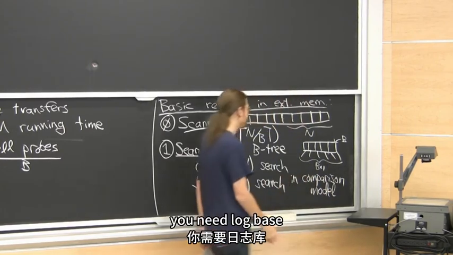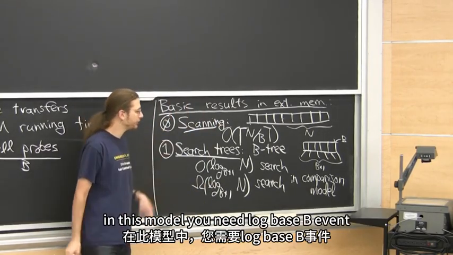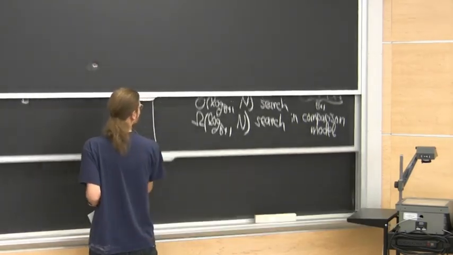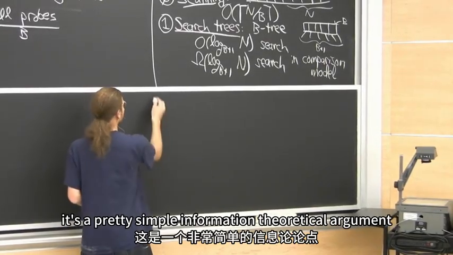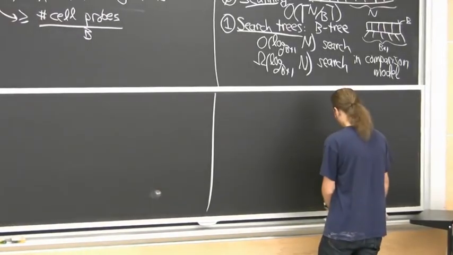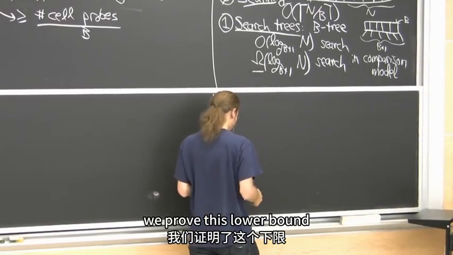In the same way you need log base 2 of n time to do a search in the comparison model, in this model you need log base b of n. Let me talk a little bit about the proof of that. It's a pretty simple information theoretic argument. So how do we prove this lower bound?